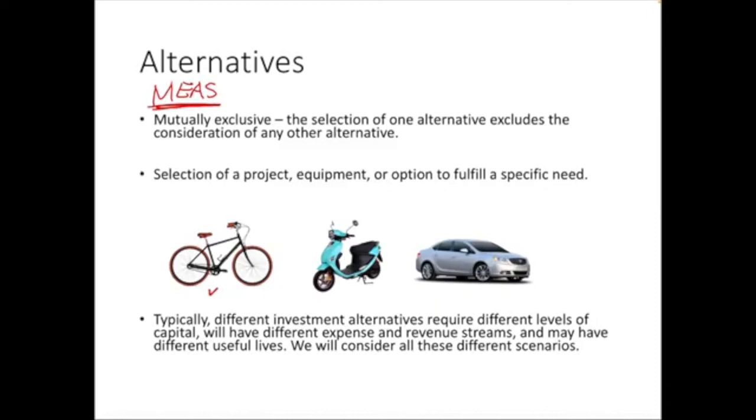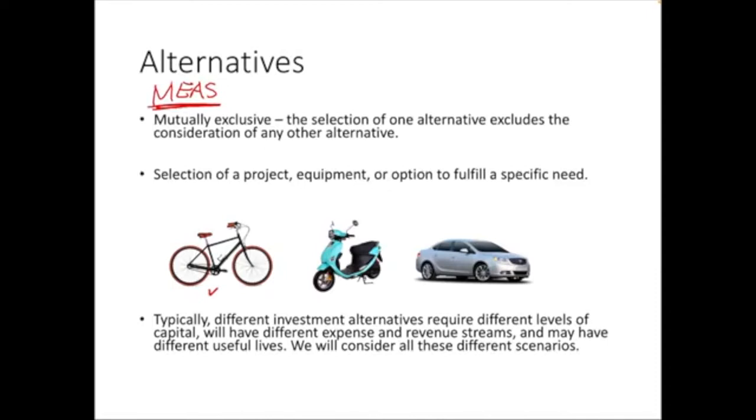Typically, different investment alternatives require different levels of capital, right? Like the bicycle is cheaper, scooter is in the medium range of cost, but the car is more expensive than the two other options. So the capital investment is different, and they will have different expense and revenue streams.